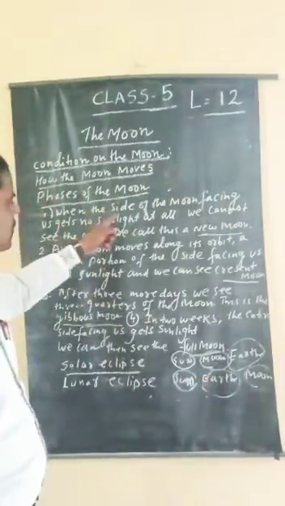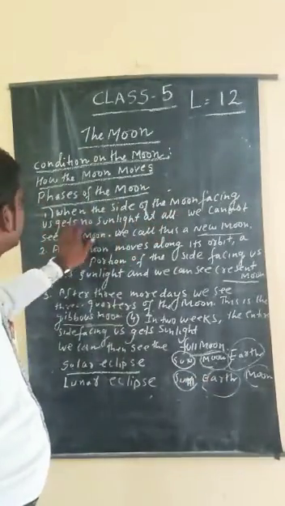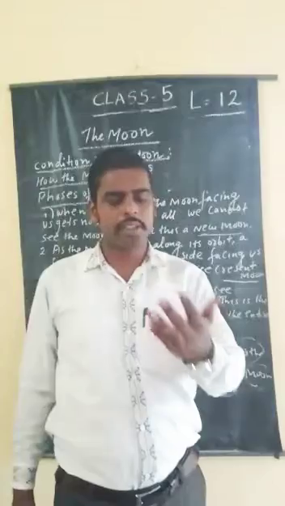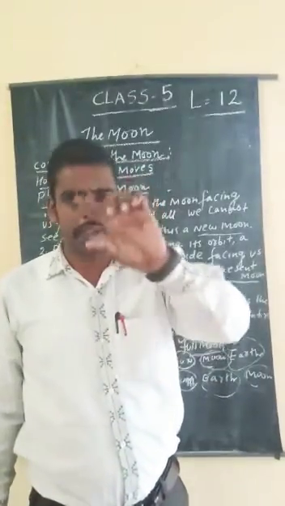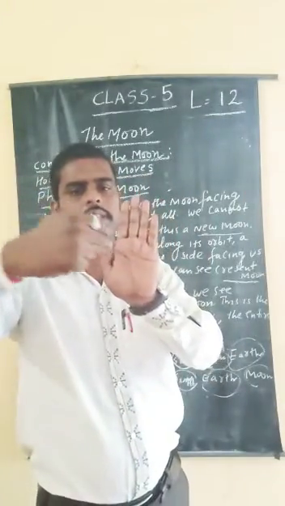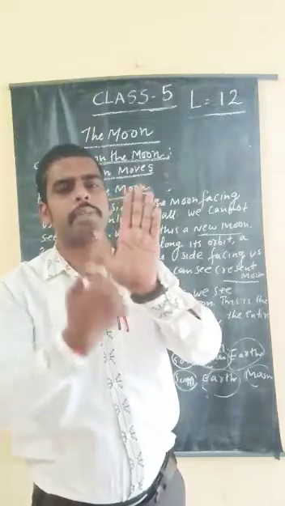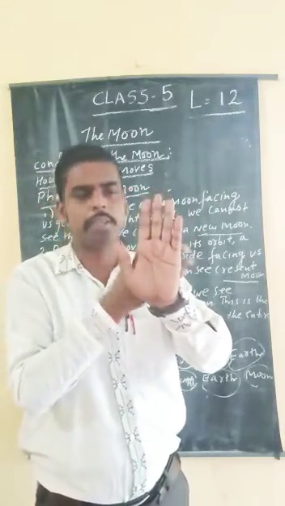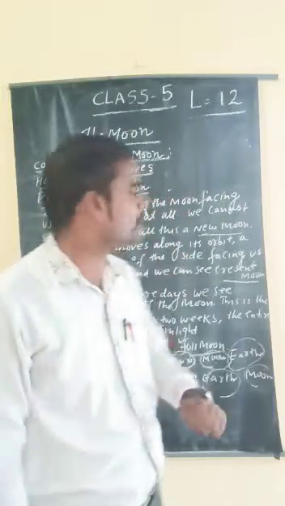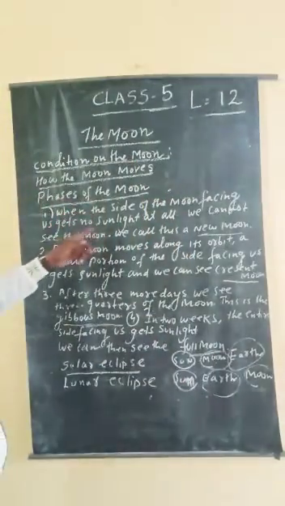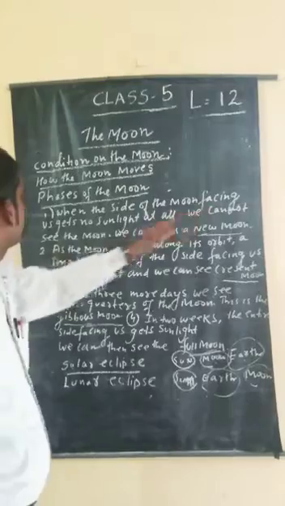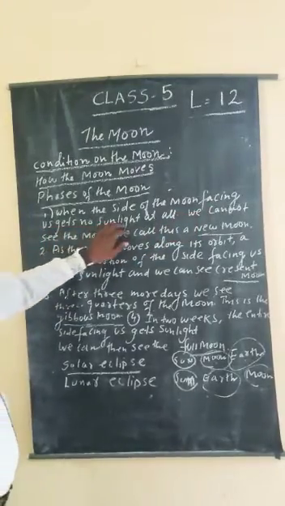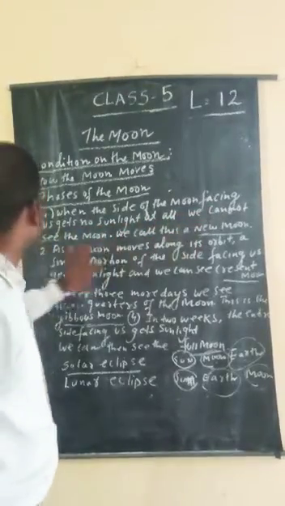When the side of the moon facing us gets no sunlight, suppose this is the moon. When the sun rays fall here, this side is completely lit, and the other side is dark. So this is known as completely dark, the new moon. So this is the concept of the face of the moon. When the side of the moon facing us gets no sunlight at all, we cannot see the moon.